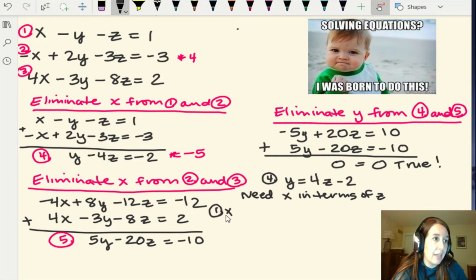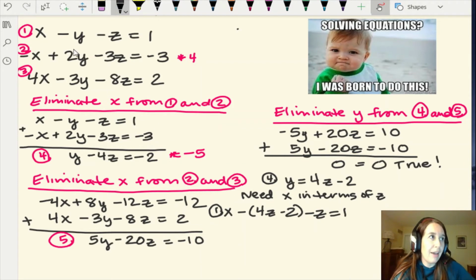Okay, that's x minus y, but we don't want to write y. We want to write 4z minus 2 for y, what we just found for y, and then minus z equals 1. What that's going to do is we can solve for this x, and it will be in terms of z. That's why I think this is the most complicated part, because you've got to go back to the beginning of your problem, right? Because we don't have x in terms of z right now.